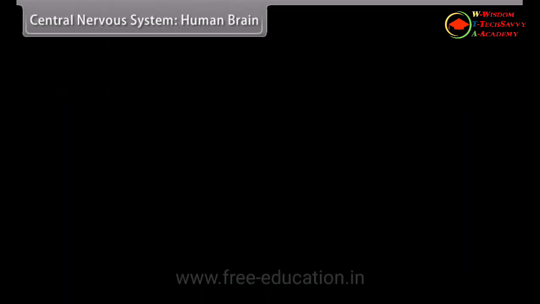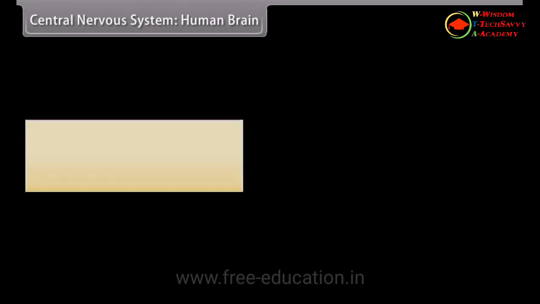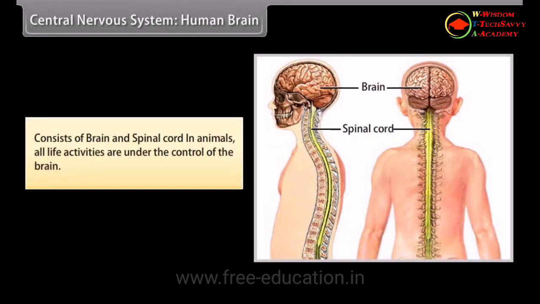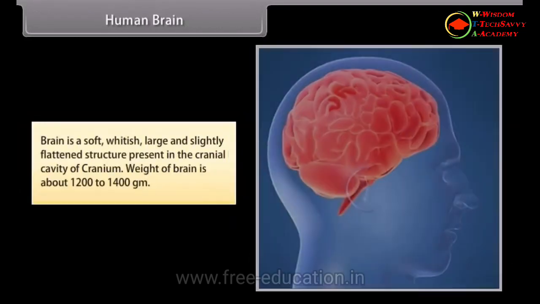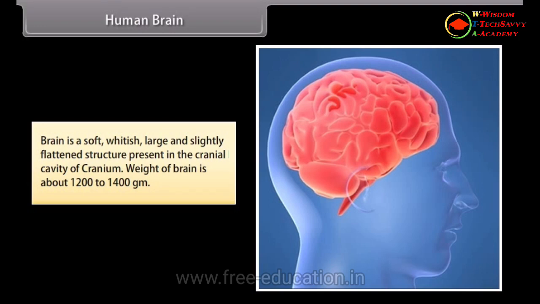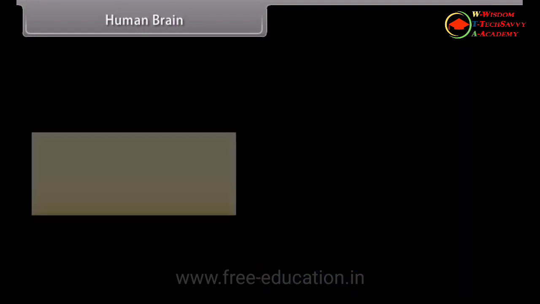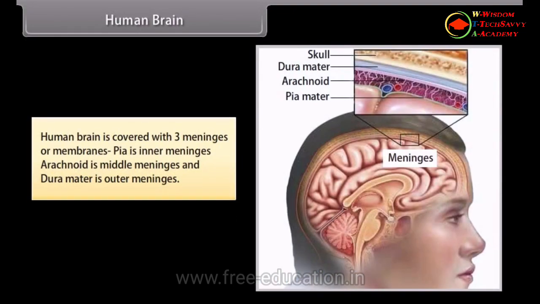Central nervous system. The central nervous system consists of brain and spinal cord in animals. All life activities are under control of the brain. Human brain. Brain is a soft, whitish, large and slightly flattened structure present in the cranial cavity of cranium. Weight of brain is about 1200 to 1400 gram. Human brain is covered with three meninges or membranes.